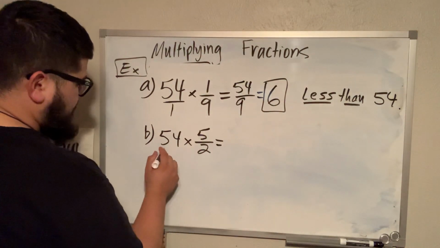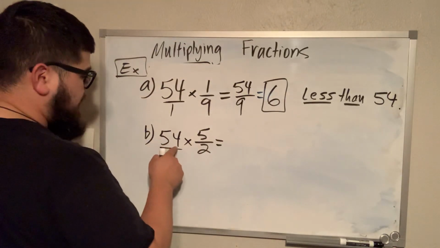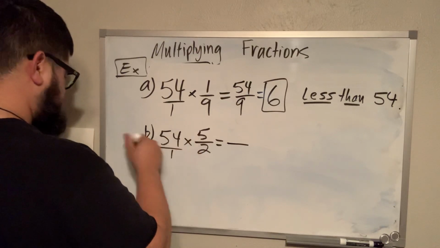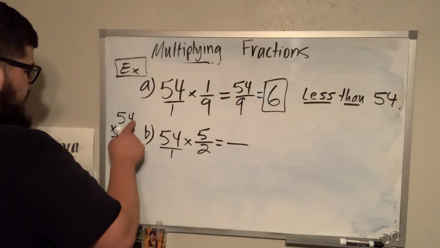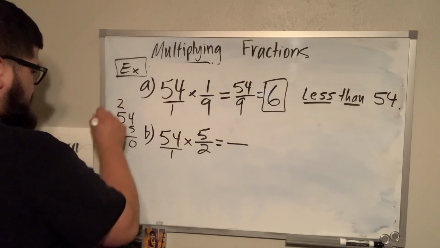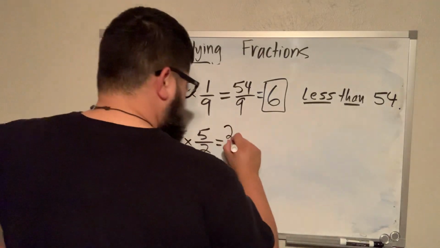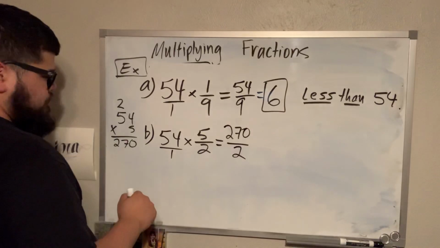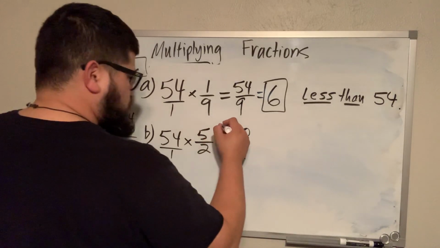Now, we're going to turn 54 over 1 again, and we're going to go ahead and multiply this out. We know we're going to get a fraction. 54 times 5. Let's do that over here to the side. 54 times 5. 4 times 5, we get 20. Carry my 2. 5 times 5, 25 plus 2, that's 27, so we end up with 270. 1 times 2, we get 2. We also could have done 54 divided by 2, but it's okay. Let's go ahead and finish this way.